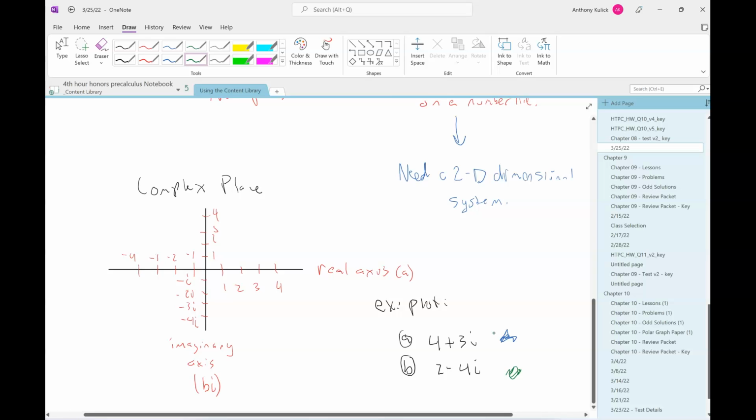So to just get an idea of what's going on here, let's say we want to plot the complex number 4 plus 3i. We're going to go 4 on the horizontal, on the real axis, and then 3 on the imaginary axis. Oops, those all should have i's at the end of them. And I'm going to plot this one in blue as I've indicated there.